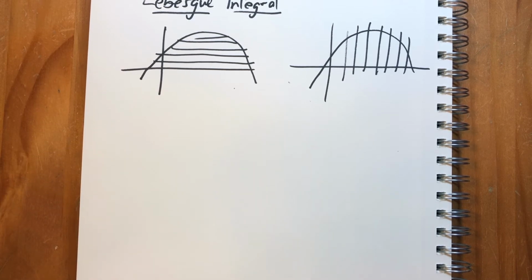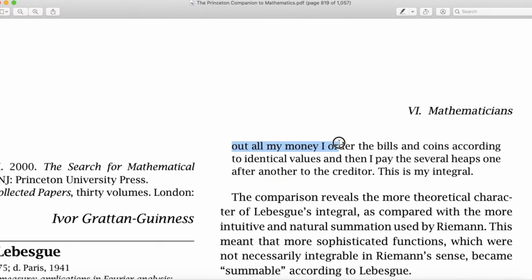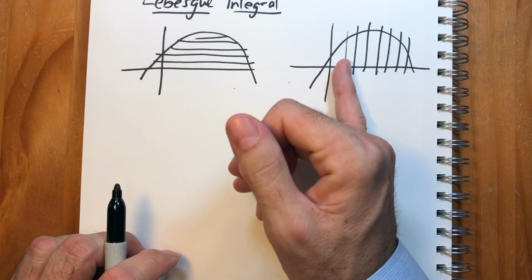So here's what he said in a letter to another mathematician, Paul Montel, about his approach to integration. He says, I have to pay a certain sum, which I have collected in my pocket. I take the bills and coins out of my pocket and give them to the creditor in the order I find them until I have reached the total sum. This is the Riemann integral. But I can proceed differently. After I've taken all the money out of my pocket, I order the bills and coins according to identical values, and then I pay the several heaps, one after another, to the creditor. This is my integral.